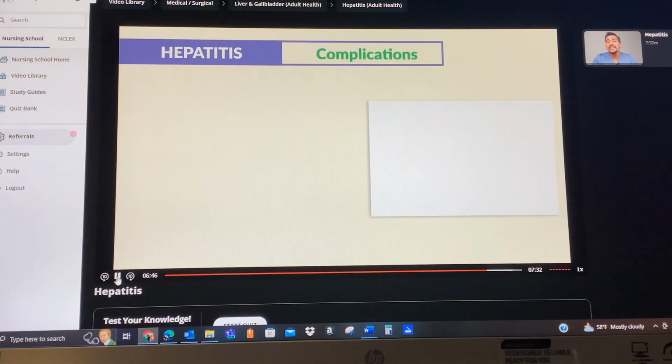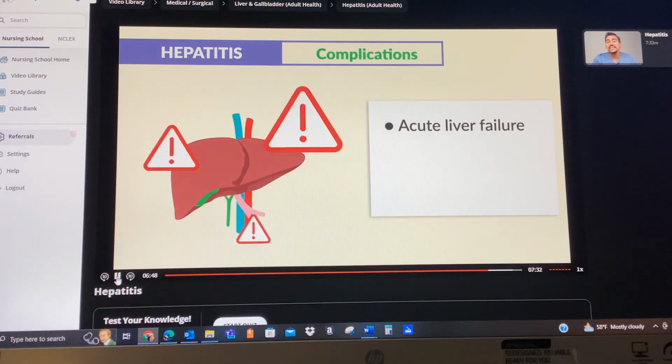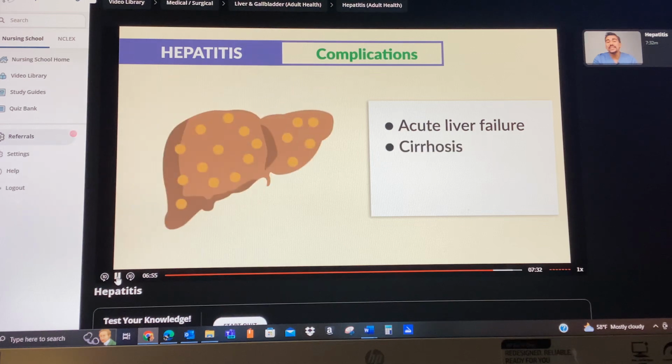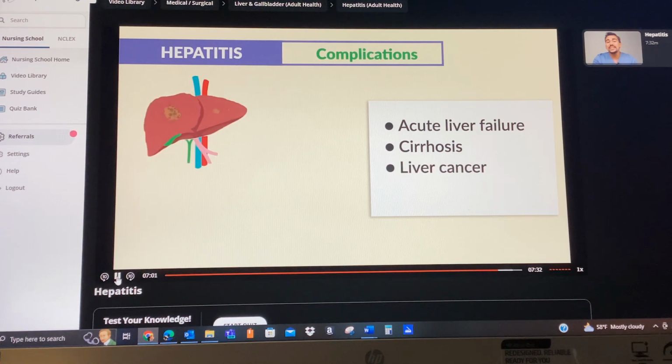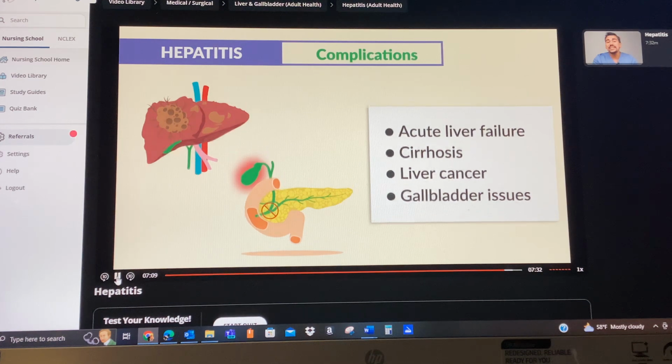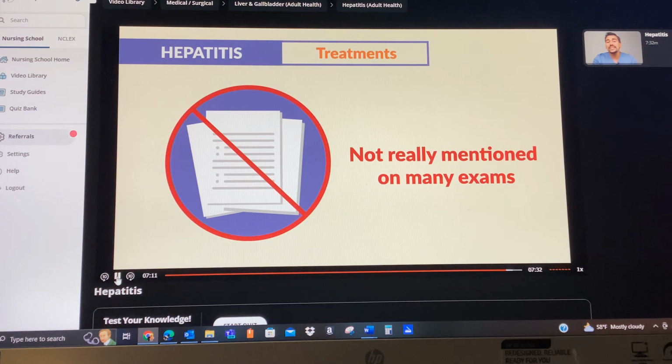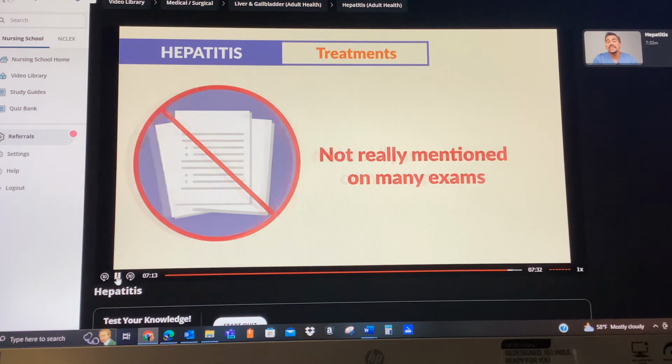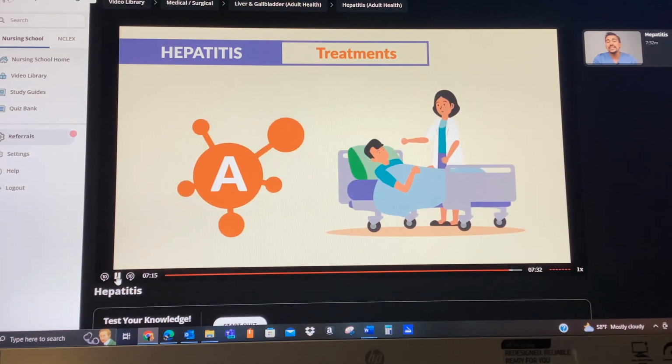Now lastly, complications. For any client that has liver inflammation or liver disease, we can have acute liver failure. We can also have cirrhosis, where the liver becomes scarred, which we call sclerosis. We can also have liver cancer as well as gallbladder issues, as the inflammation of that liver can block bile flow from the gallbladder.